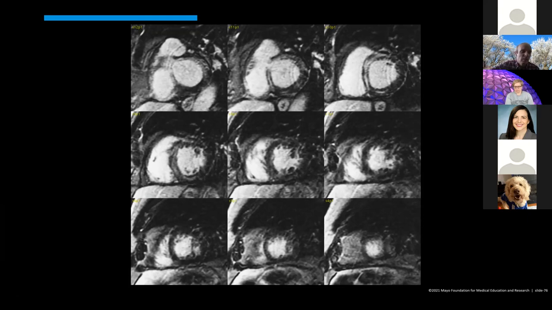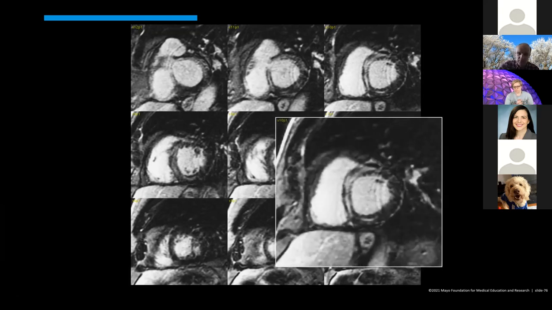And so the question could be, what would you do next? Would you do a left heart cath in the patient to look for coronary artery disease? Would you do a whole body CT scan to look for primary malignancy? Or would you do a CT of the chest to look for sarcoid? And the answer is, here's a zoomed in view showing the enhancement.